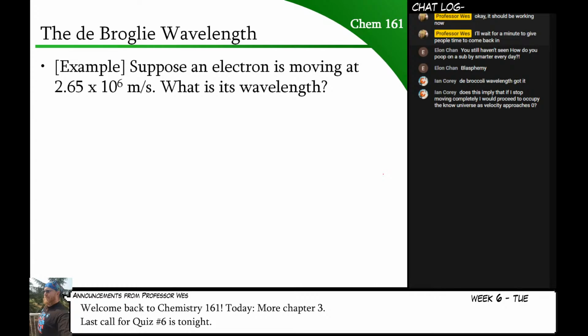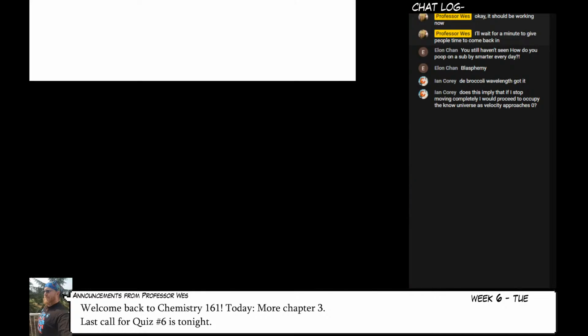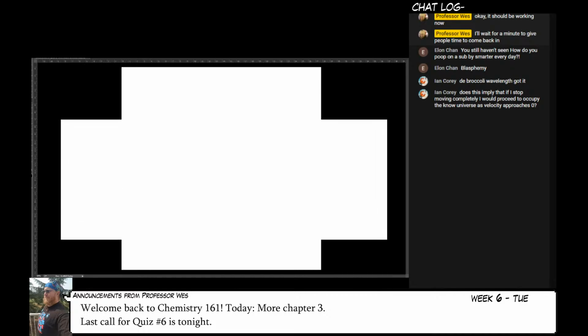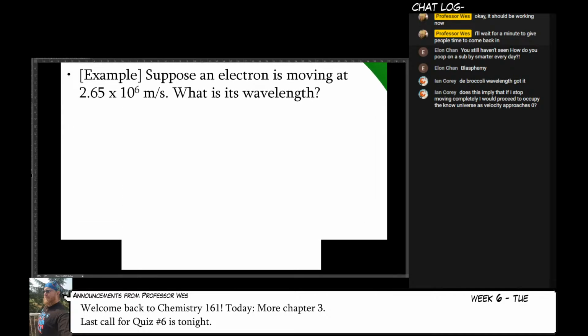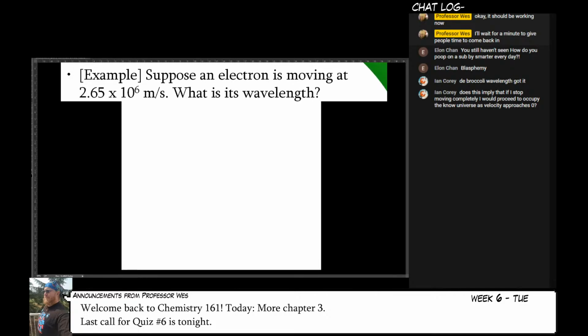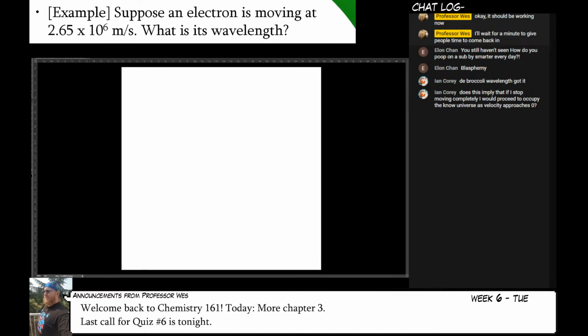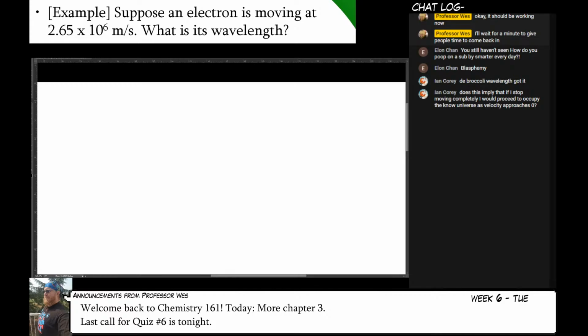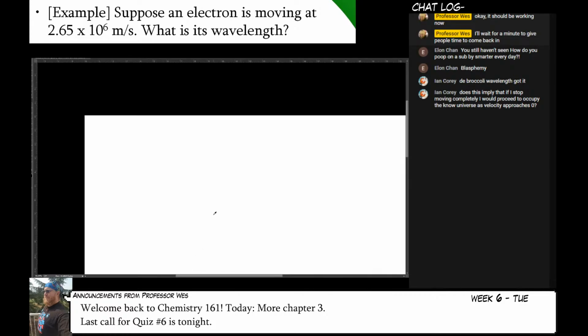Let's look at an example here just to give you an idea of what these wavelengths are. I'm going to do this calculation for you. You don't actually need to. Part of the reason that we're not going to have you do this is because it's a bit of unit hell.